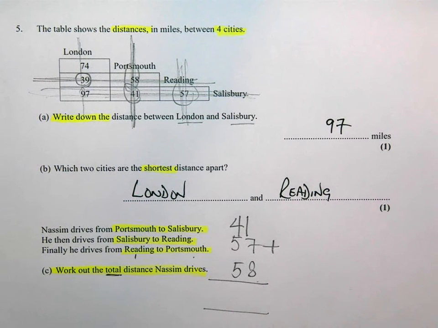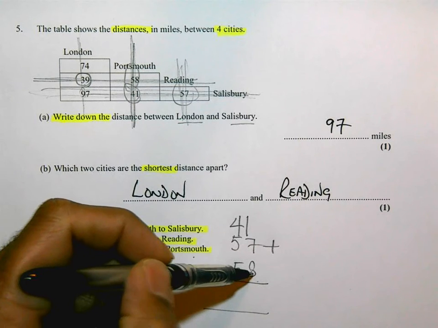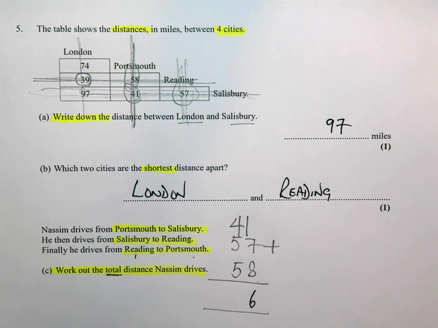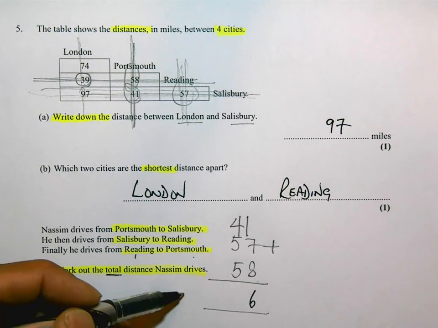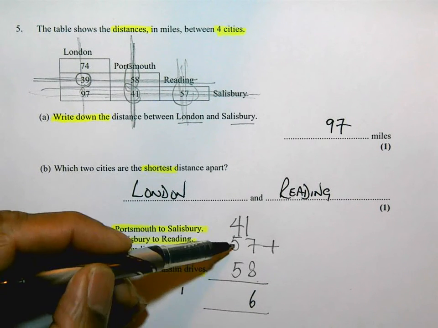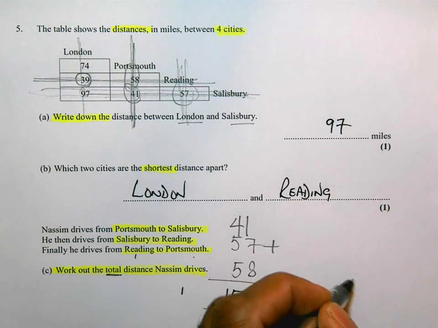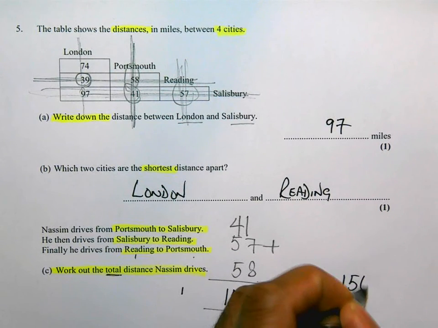So what I'm doing is 1 add 7 is 8, 8 add 8 is 16. Carry 1. And then 4 and 1 is 5, 10, 15. So my answer is 156 miles.